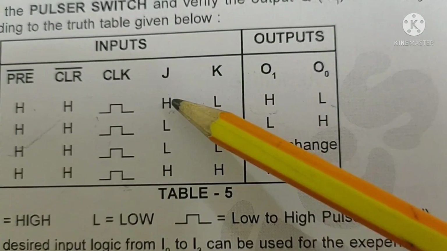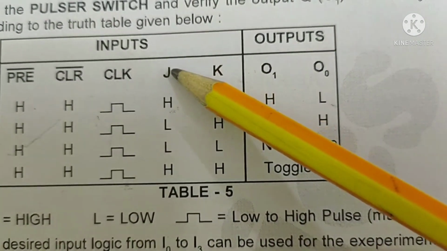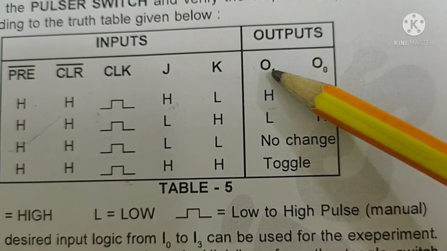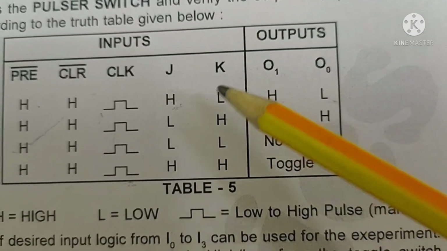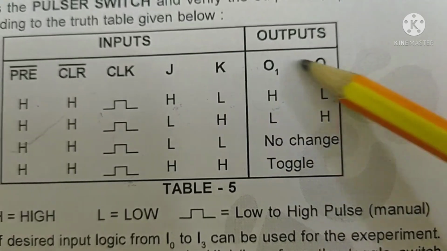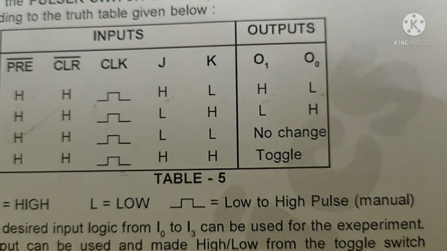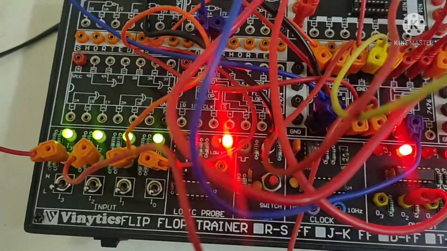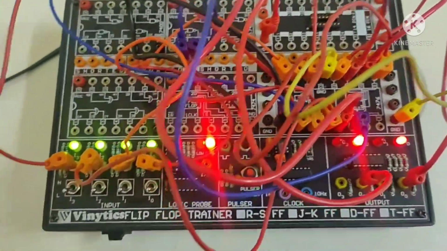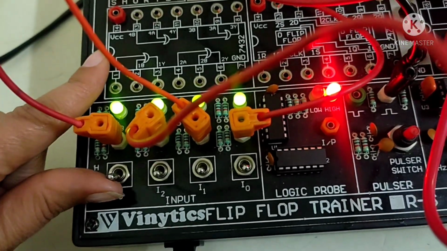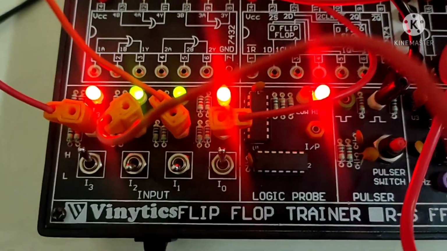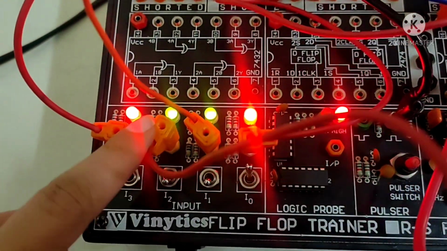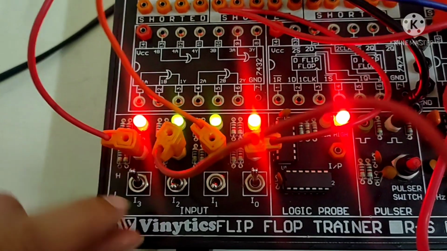See here, if I am providing logic 1 to the J input, I am getting the output Q naught as high and Q naught bar as low when the K input is low. Okay, let's just check it. So students, I have switched on the circuit. The first requirement of our truth table is to make the preset high and the clear high. We have done it.